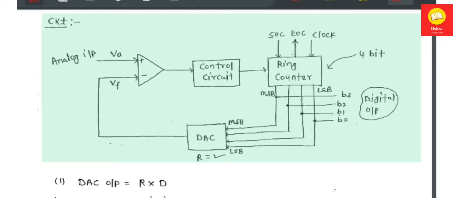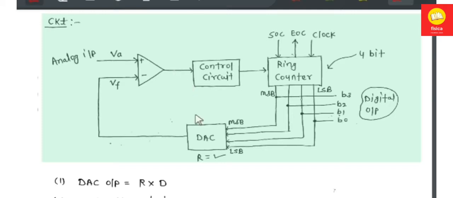So in this way, again you have to calculate the analog voltage, and you have to compare which is greater, and according to this you have to take 0 or 1. And finally, after 4 pulses, you will get your desired correct answer. Now we will take an example.